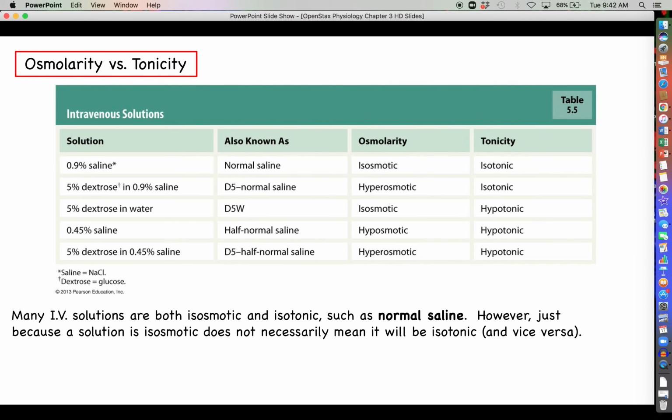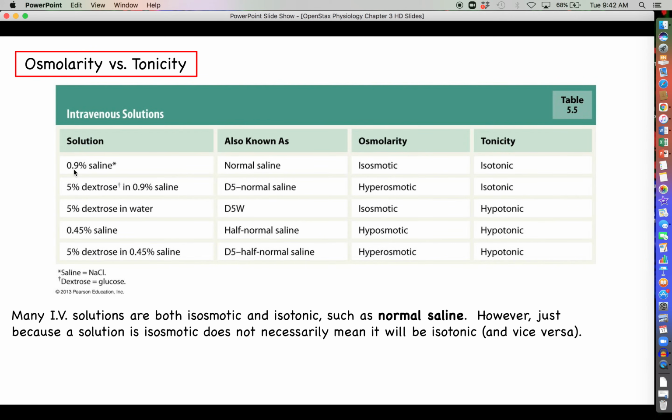Okay, so here's a table that lists a couple of very common IV solutions that you'll probably encounter throughout your career. By far, one of the most common ones is 0.9% saline. This is also called normal saline.